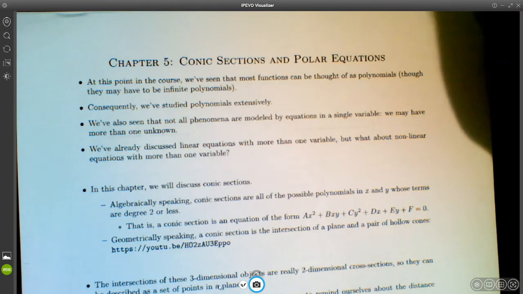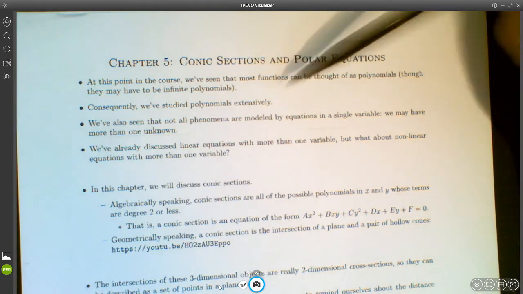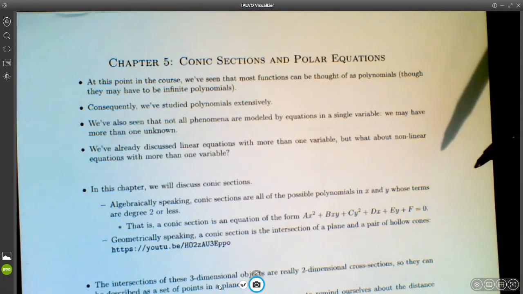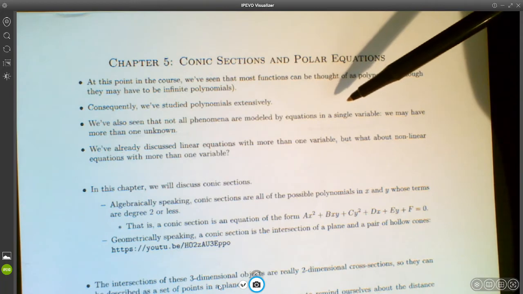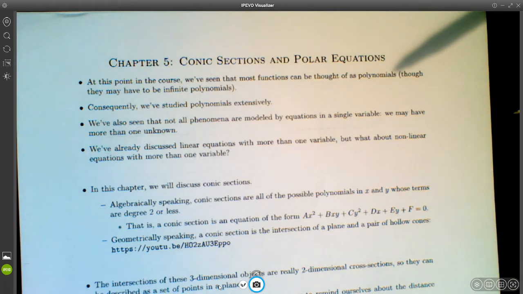Another reason to look at conic sections right now is that we've been looking a lot at polynomials. We just finished looking at polynomials and rational expressions. We talked about the fact that even transcendental functions can be rewritten as infinite polynomials. However, the polynomials that we've been looking at have been polynomials in just a single variable. If we wanted to look at polynomials in multiple variables, well, that's where conic sections come into play.